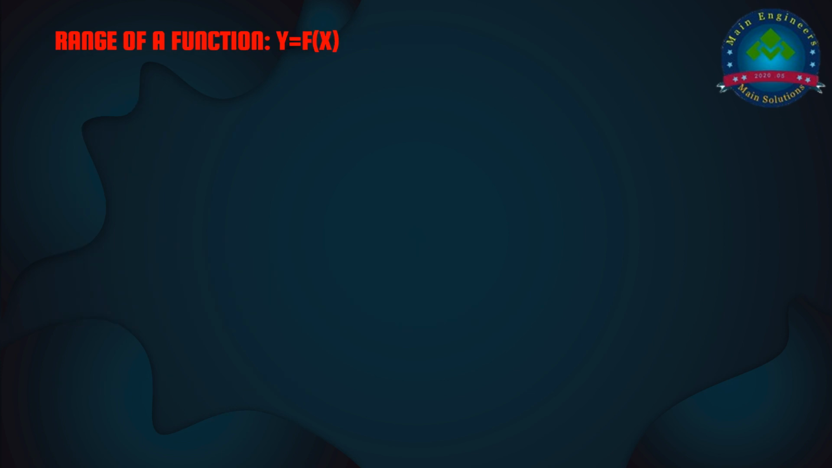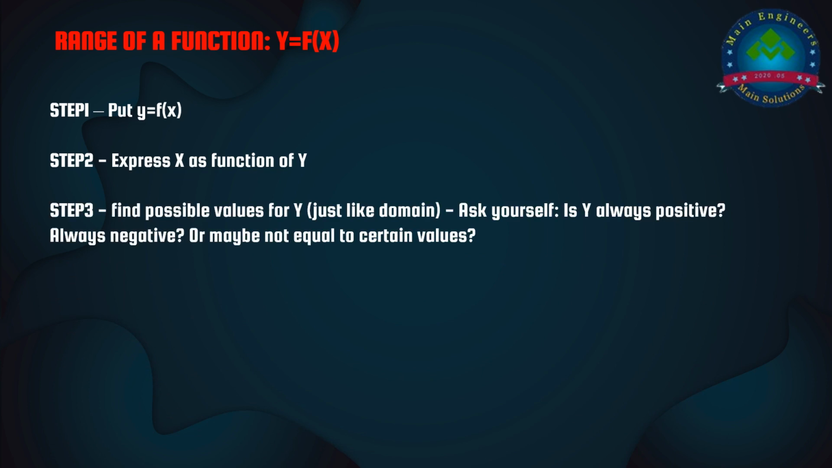Here we are going to find the range of a function y equal to f(x). So the first step to find the range is always put y equal to f(x). So whatever your function, just put y equal to your function. The second step is express x as a function of y. So whatever your function, just express it in terms of x as a function of y. The third step is find the possible values for y.